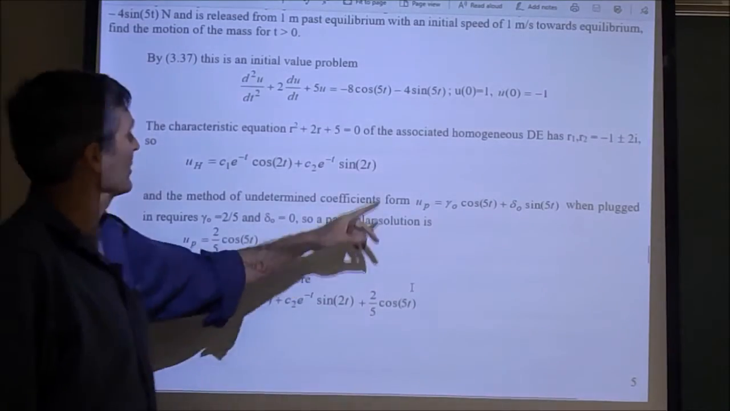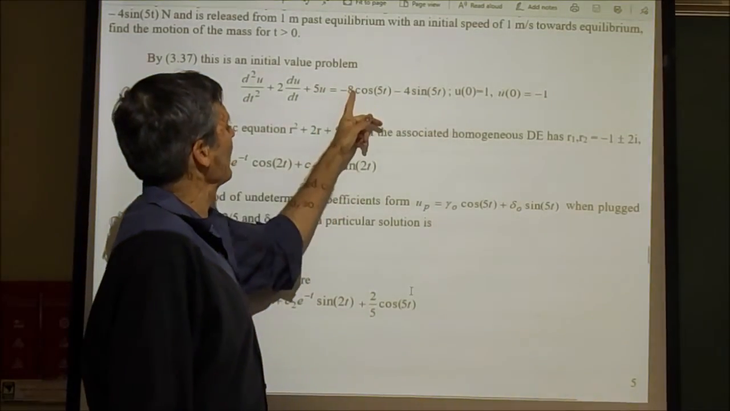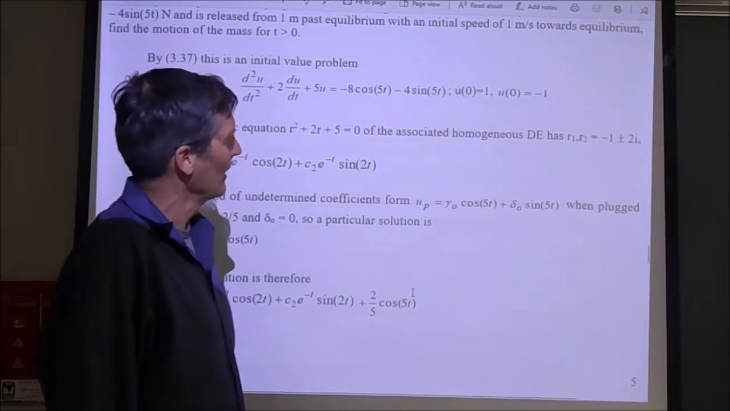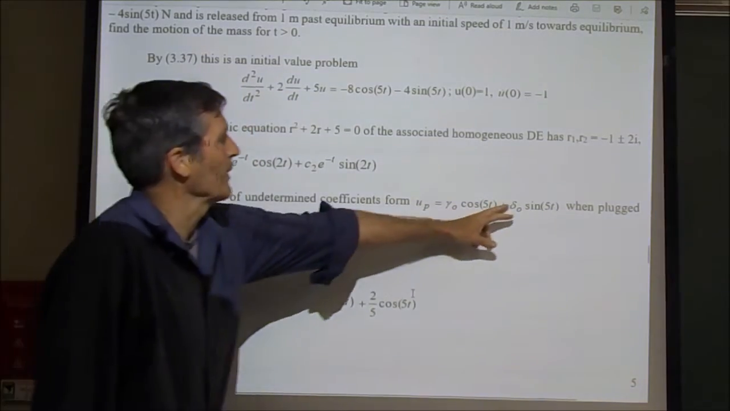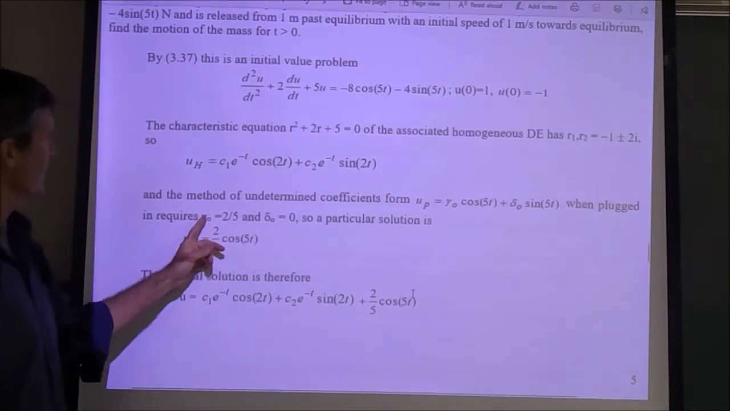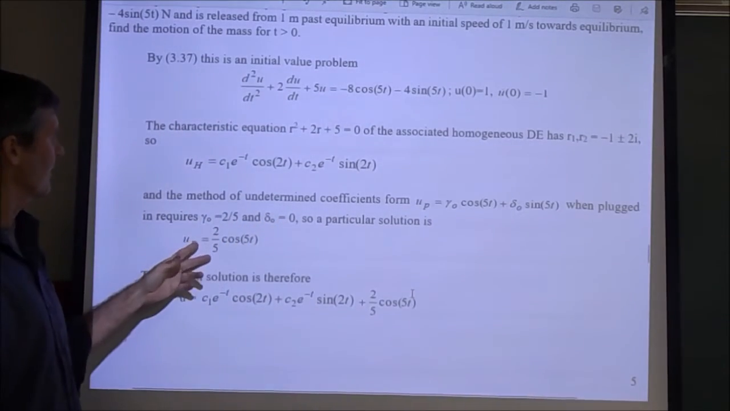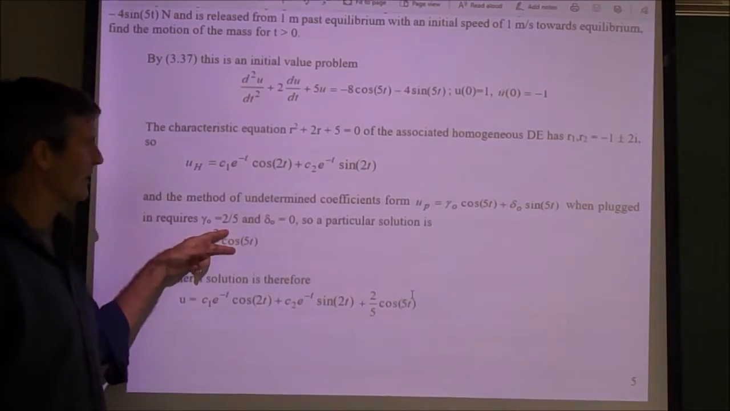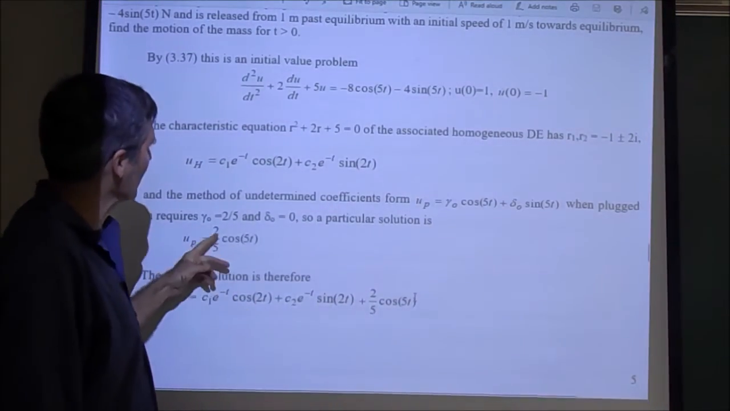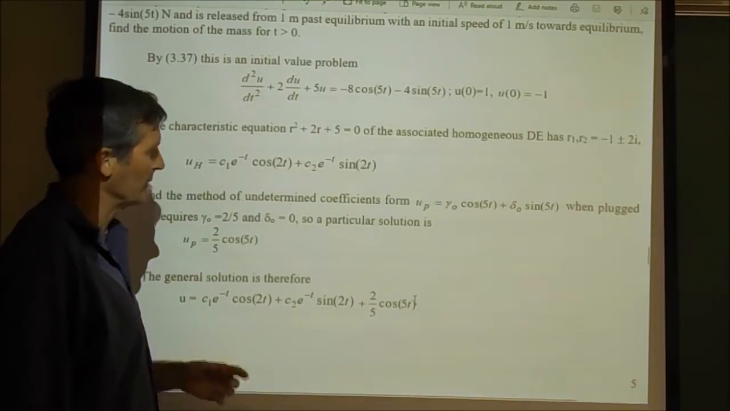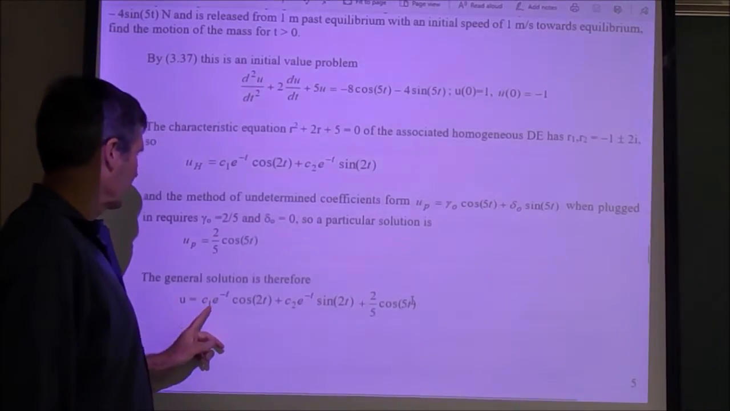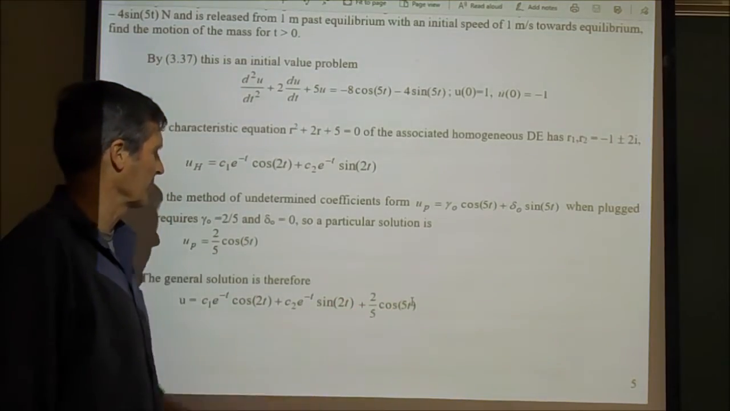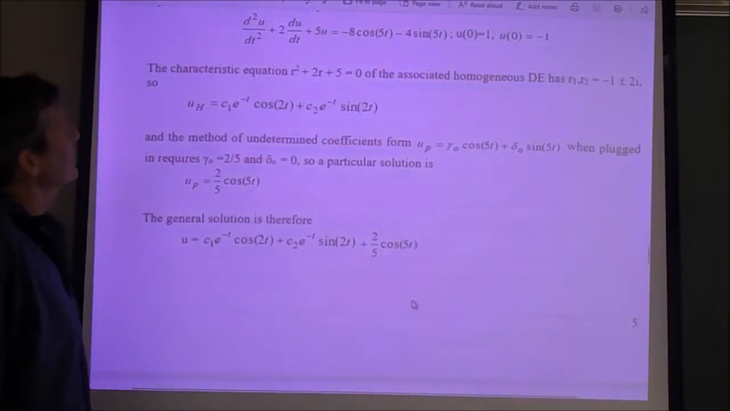Undetermined coefficients says there's a solution of the same form, a cosine plus b sine. And so we plug this into the differential equation. We find out that gamma 0 is 2/5 and delta 0 is 0. So actually the particular solution is 2/5 cosine 5t. Once in a while you get lucky and one of these falls out, you don't need both terms. So there's a general solution. The homogeneous general solution plus this particular solution is the solution for the motion.